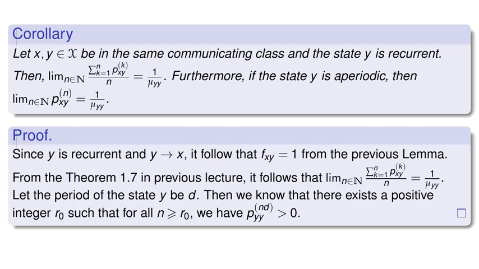Now, if y is also aperiodic, let its period d be 1. We know from general results on periodic chains, though not explicitly stated here, it's a known extension that if it's aperiodic and recurrent, the individual probabilities converge. Specifically, there exists a positive integer r_0 such that for all n greater than or equal to r_0, p_yy^{nd}, which is just p_yy^n since d equals 1, is greater than 0. The stronger result for aperiodic positive recurrent chains is that the limit of p_xy^n itself is 1 over mu_yy.